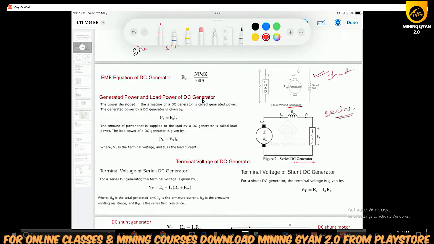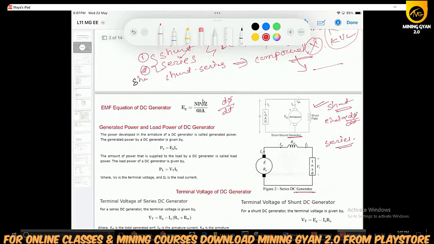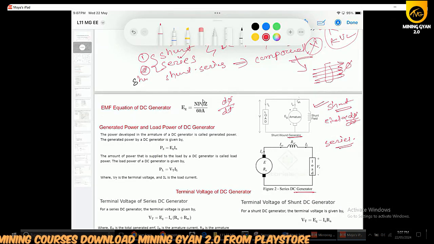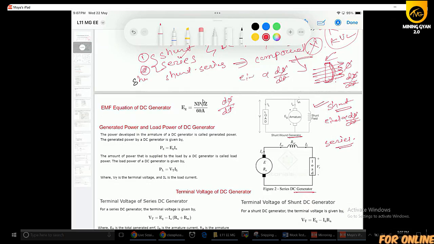Why shunt type? Because you know that in order to have induced EMF, that will be d phi by dt. So there will be variation of flux phi, means the flux is varying with respect to time t. If this is the stationary magnetic field, and the rotating part will rotate, accordingly you will get the variation in d phi by dt, means flux cutting will happen through this coil. Inside the machine this will happen, and hence d phi by dt will be proportional to E induced.